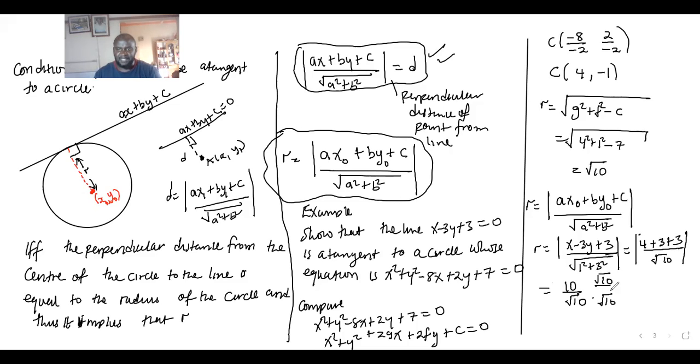Yes, please. What is A and B? Where did I get A and B? What is A and B? A is the coefficient on x, which is 1. B is the coefficient on y, which is -3. Are we good? Yes, have you seen it? Okay, thank you. Hence, it is true. It is a what? A tangent to the circle.